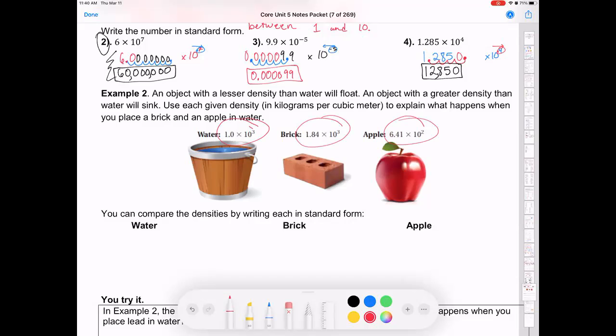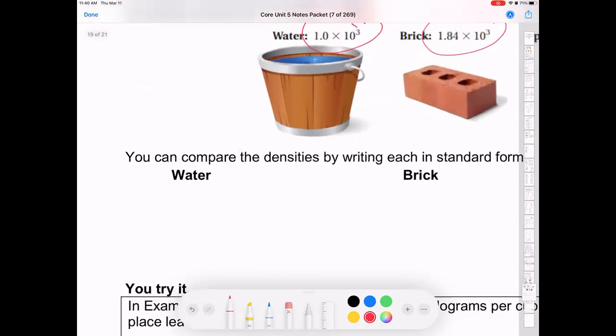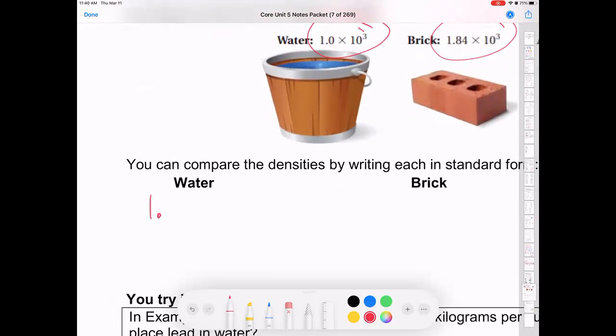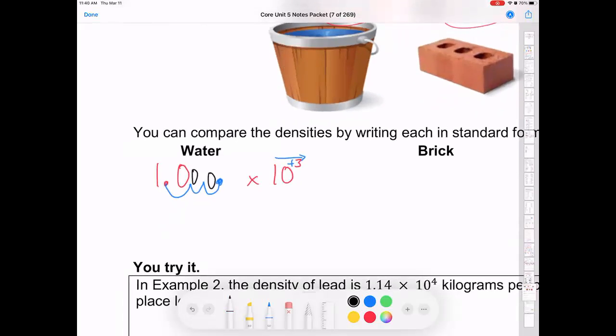Okay. So for water, we see 1.0 times 10 to the third, because we have a value that is positive here. We're going to be going over to the right. We're going to move our decimal over to the right: 1, 2, 3. And then anywhere we see those little bumps, we're going to throw in the 0. So the density for water in standard form would be 1,000. Okay.